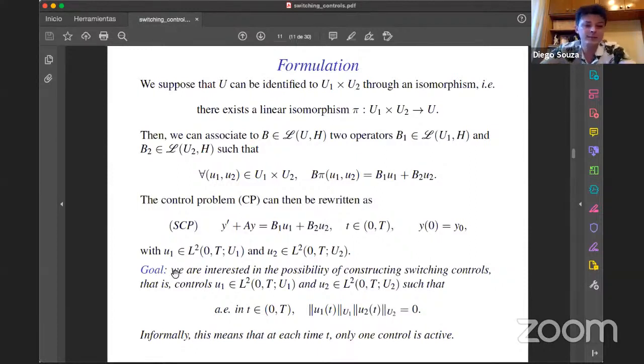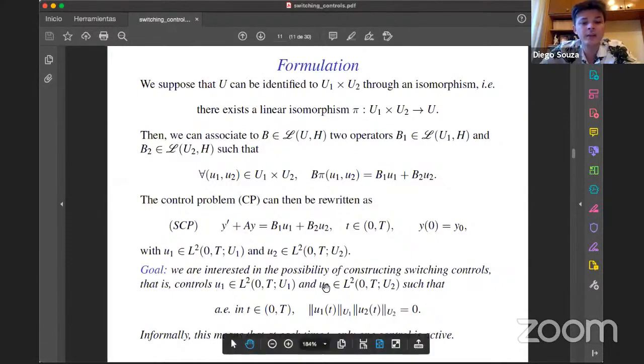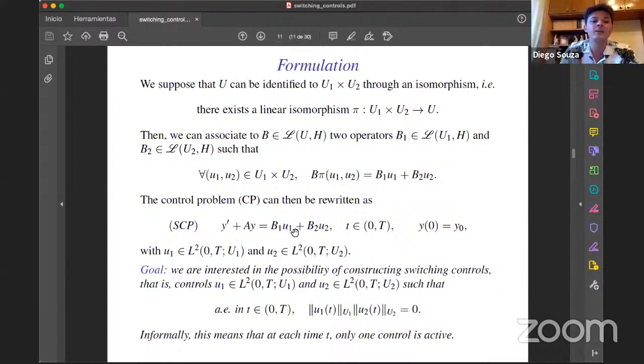So our goal is to try to construct switching controls, that is, controls u1 and u2 such that for almost every time t in the interval (0,T), this product is 0. Informally, this means that only one control is active at each time. So here I have two controls, but at any time, only one control is acting on the system. I am interested in answering this question: whether it is possible to construct two controls that are not acting at the same time. This is what we call switching control.